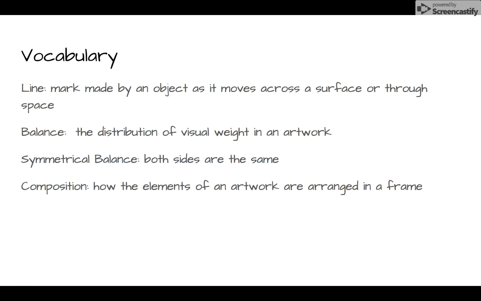A line is a mark made by an object as it moves across a surface or through space. Balance is the distribution of visual weight in an artwork. Symmetrical balance is that both sides are the same when it comes to the visual weight of an artwork. And then finally, composition is how the elements of an artwork are arranged within a frame.